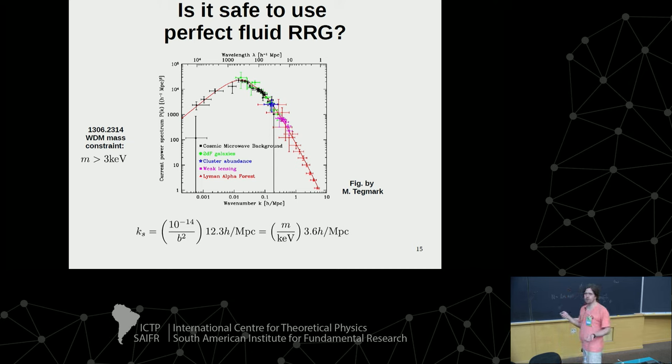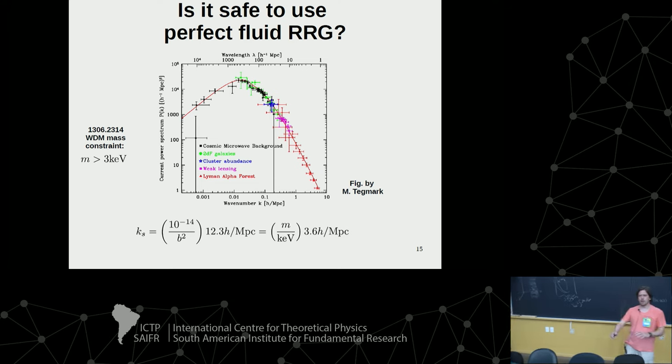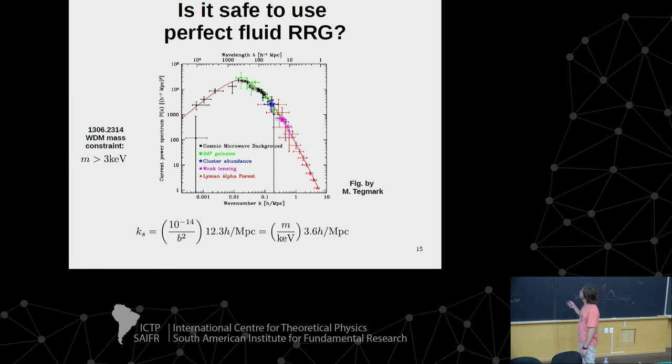Now I have a relation. There is a B and mass relation. Then I can use this here. Then I get this. So if you plug 3 keV here, you get 12 again. So B squared equal to 10 to minus 14 is essentially 3 keV. This is the lowest bound you have for warm dark matter. It's a very general idea. Let's test how warm is dark matter, then you get this.